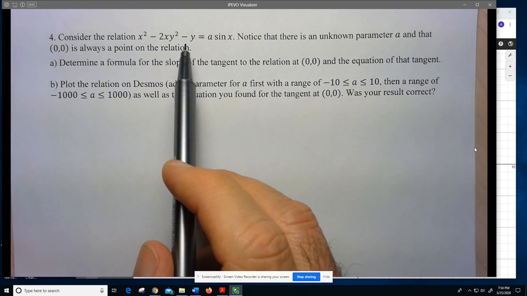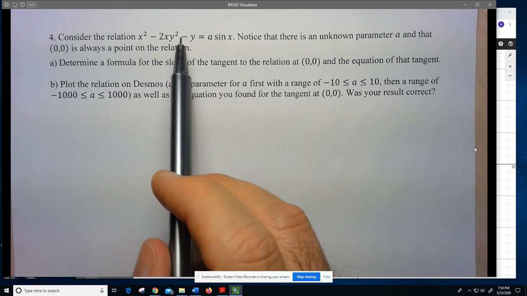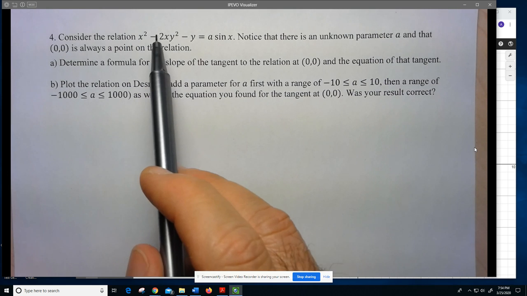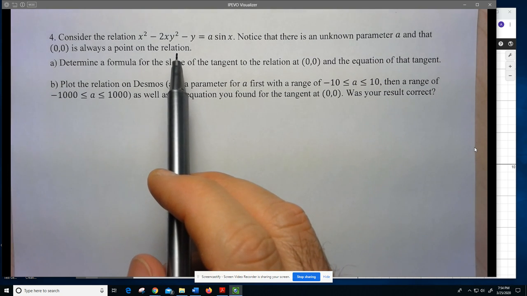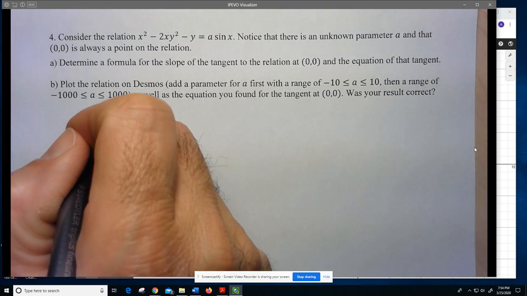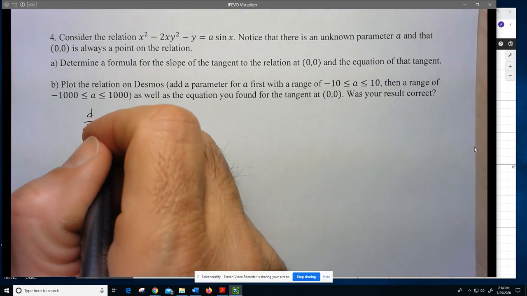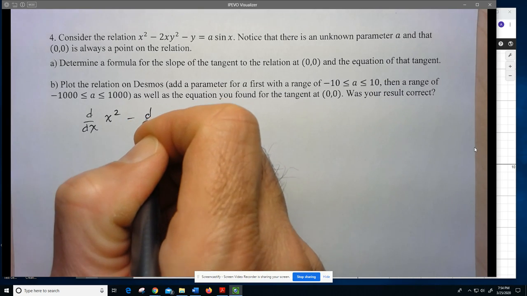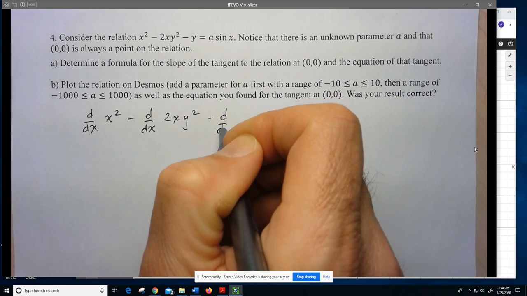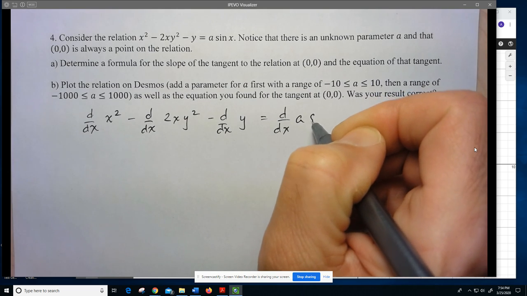I want you to notice here that it's impossible to solve this problem explicitly, because there's no way to solve for y in this equation, since we have both a y and a y squared. So that means we have to use implicit differentiation. I'm going to take the derivative of both sides with respect to x, and I'll distribute it out using the subtraction rule. So I'm going to take the derivative with respect to x of x squared, minus the derivative with respect to x of 2xy squared, minus the derivative with respect to x of y, and then the same on the other side of a sine x.